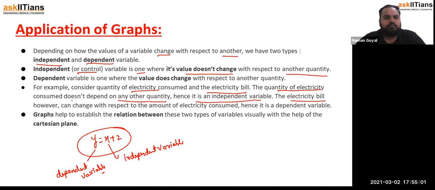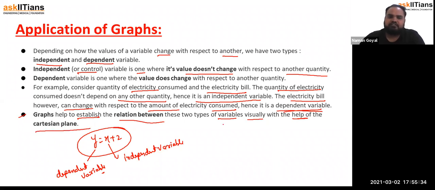The electricity bill, however, can change with respect to the amount of electricity consumed, hence it is a dependent variable. So with the help of graphs, we can establish a relation between two types of variables, dependent and independent variables. So the last point is what? Graphs help to establish the relation between these two types of variables visually with the help of the Cartesian plane.